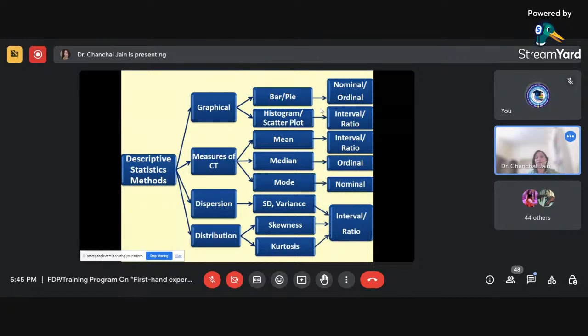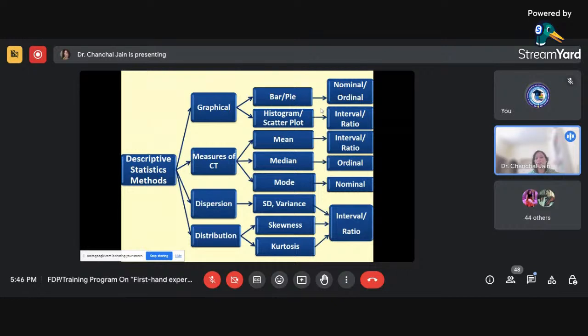Then if you have data on an interval or ratio scale, meaning numeric, quantitative data, in that case you can go for a histogram and scatter plot, and we can also keep the box plot here in the case of interval and ratio scale data.